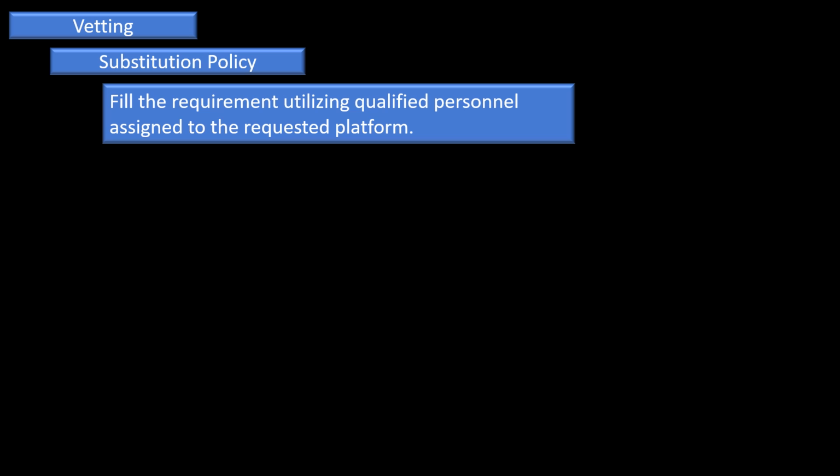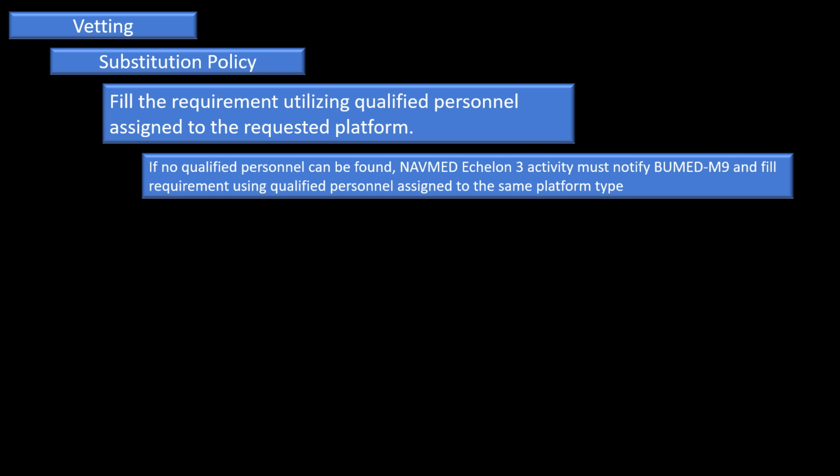First things first, we're going to try to fill the requirement utilizing a qualified person assigned to the same platform. Assigned to the exact same platform, that's what we're going to do. If we don't have a person capable of doing that, if no qualified person can be found, then the Echelon 3 activities have to notify BUMED M9 and try to fill the requirement using a qualified person assigned to the same platform type. So the same platform type, but not the same specific platform.